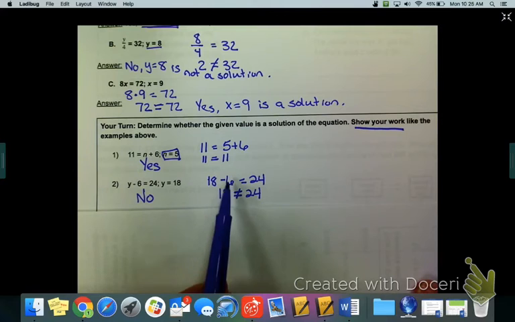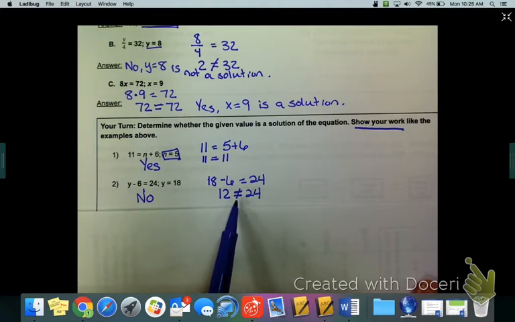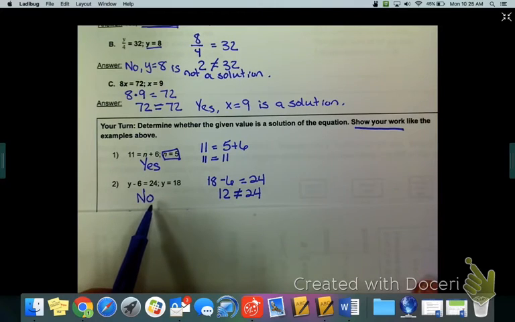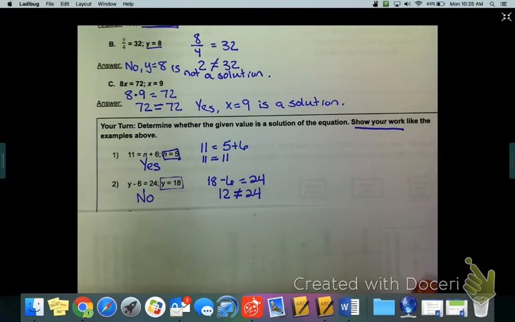When I solved on this side, 18 minus 6 is 12. It is not equal to 24. Notice I put the slash through the equal sign to show that it is not equal. And I came over here and said, no, this is not a solution. 18 is not a solution for y to make that equation true.